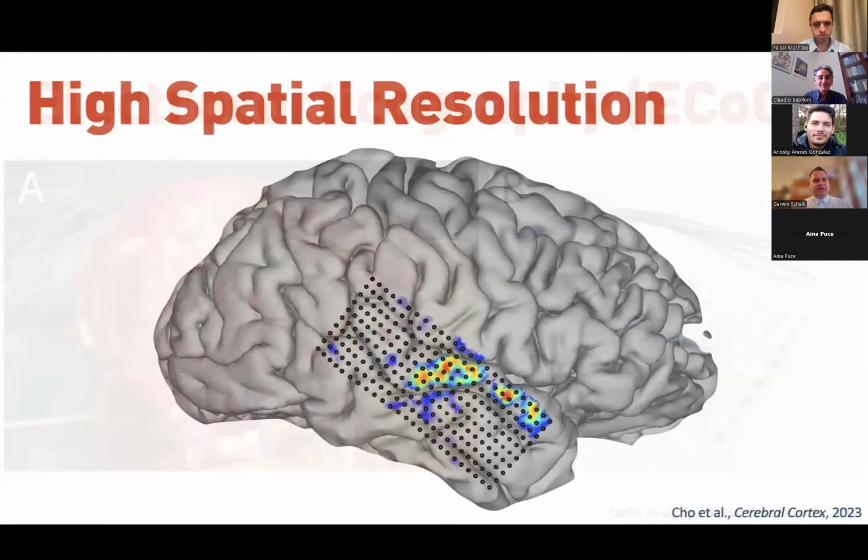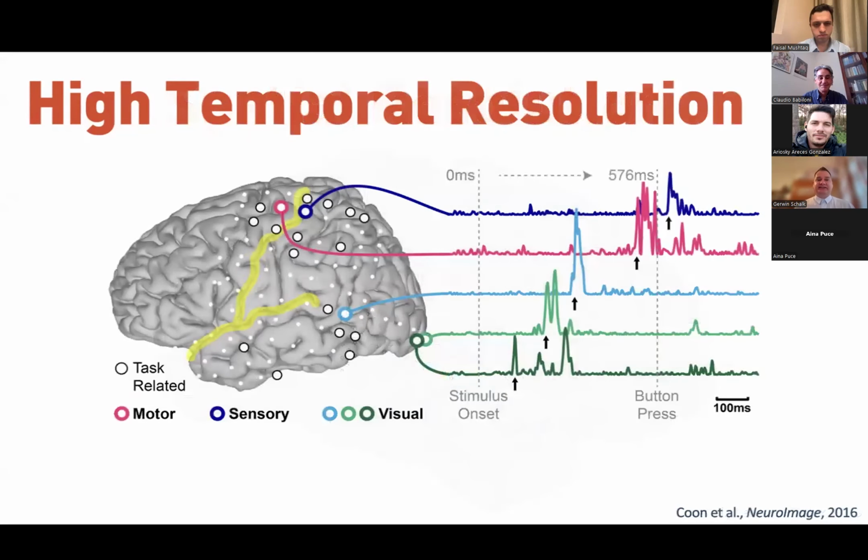These signals have very high spatial resolution. This is an example of a grid recording that we did about, I don't know, 8 years ago or so. This is a grid with 250 electrodes, 3 millimeter spacing, 1 millimeter exposed. So this almost has fMRI type resolution, but it also has very high temporal resolution, which of course fMRI doesn't have.